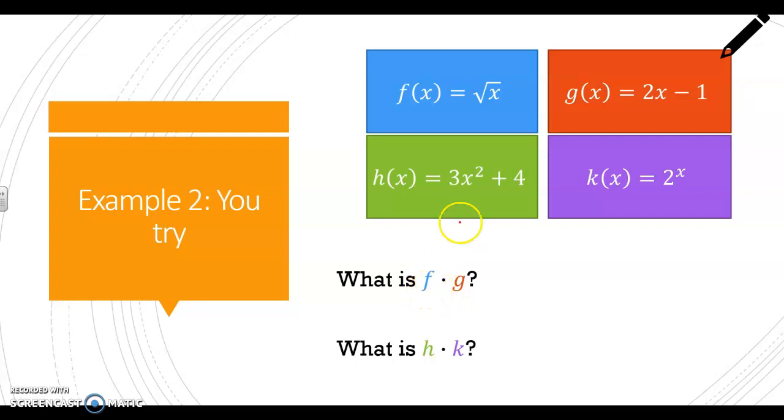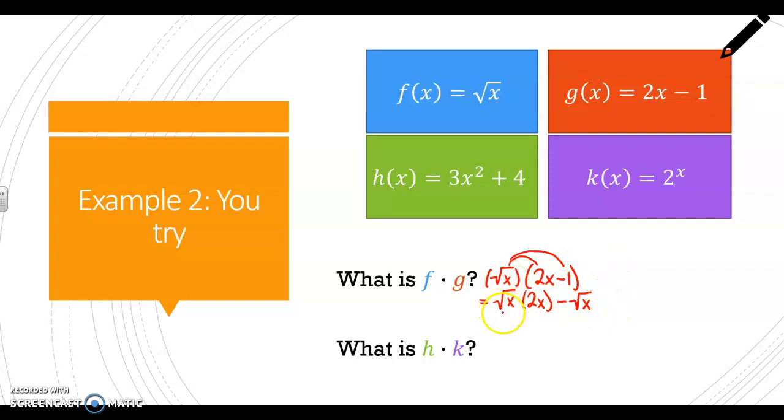All right, for our first one, we are taking f of x times g of x. So our f of x function is the square root of x, and then our g of x function is 2x minus 1. So you'll notice here that this is a square root. This isn't a polynomial. So what do we do? Well, we do the same thing that we've been doing. We distribute that in. So by distributing that in, we have the square root of x times 2x minus the square root of x times 1, which is just minus the square root of x.